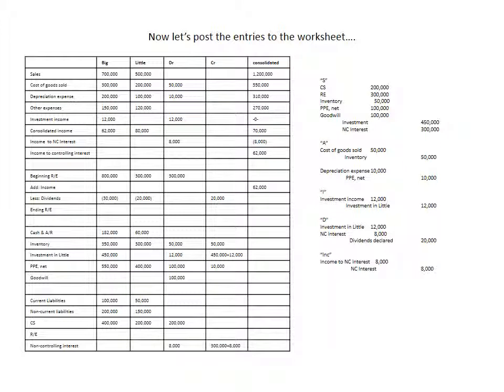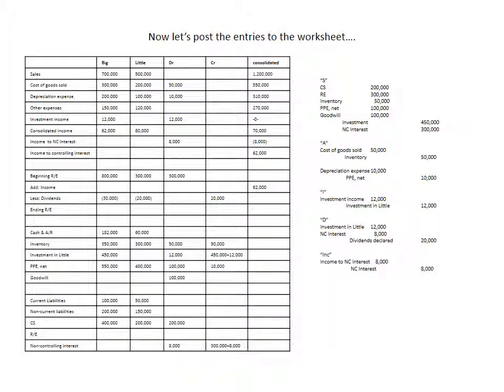Now let's go ahead and start filling in the worksheet. Again, we add across each row as appropriate. So sales we add across, there are no adjustments. Cost of goods sold we add across, as reported is $500,000. We tacked on another $50,000, so that's up to $550,000. Likewise for depreciation expense, as reported, Big has 200,000, Little has 100,000. So as reported is 300,000. We added 10,000 more to get up to 310,000. Other expenses, there are no adjustments, so we simply add across. 150 plus 120 is 270. The investment income goes away, of course.